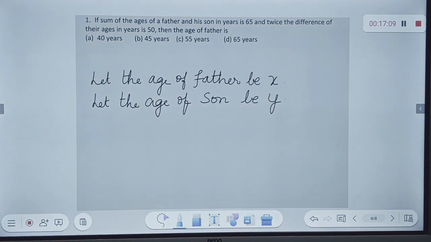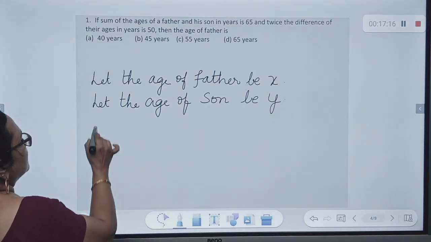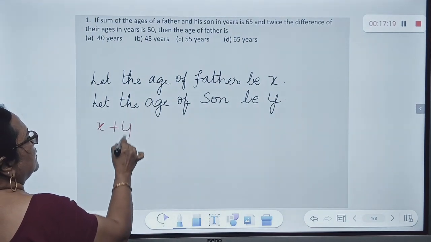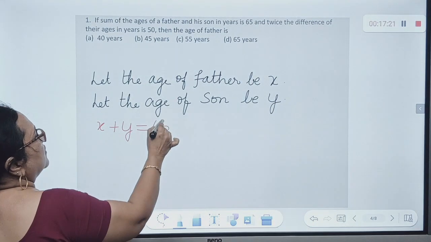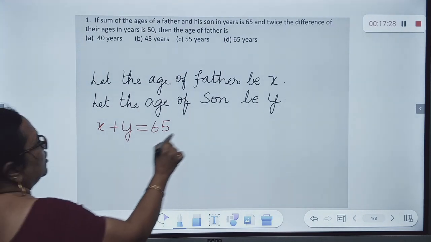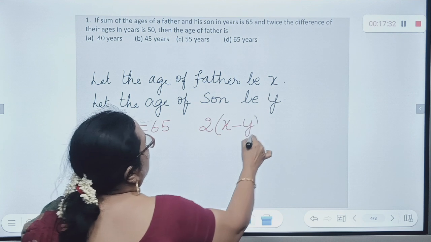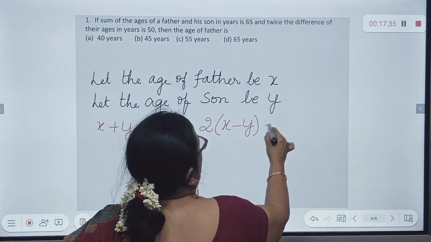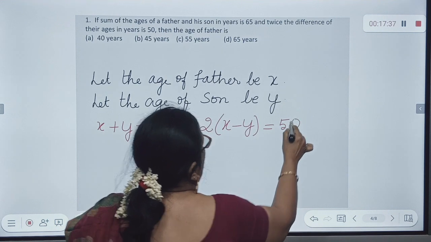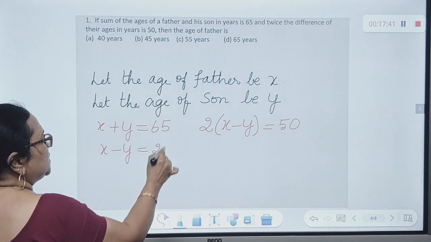Now what is given? The sum of their ages is 65. So X plus Y is 65. Then what else is given? Twice the difference of their ages. 2 times the difference of their ages is 50, so X minus Y is 50. So X minus Y equal to 25. Very simple problem.